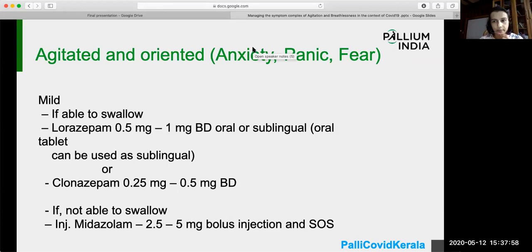Or you can also use clonazepam, 0.25 to 0.5 milligram twice daily. If the patient is not able to swallow, we can try midazolam 2.5 to 5 milligram bolus injection, which can also be given as needed injection, SOS.